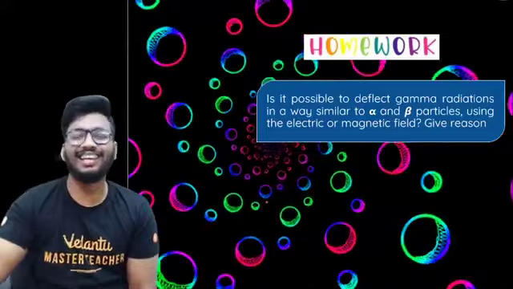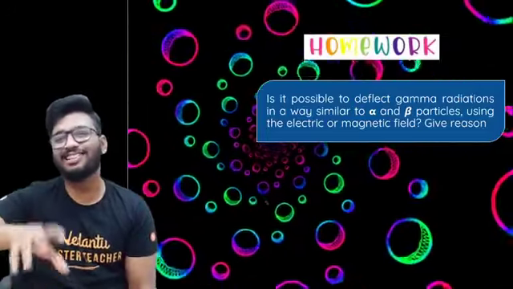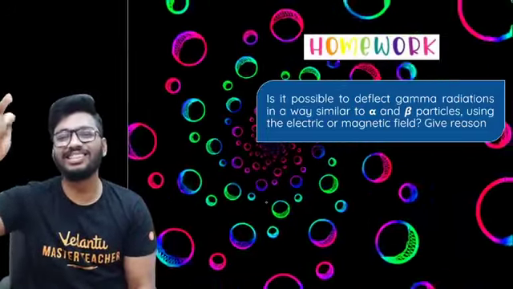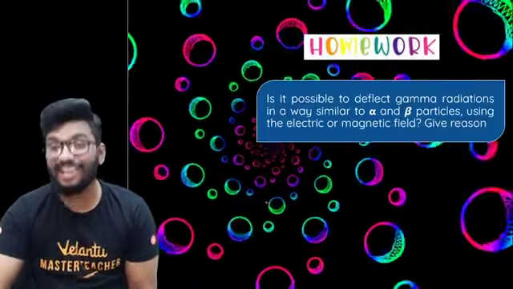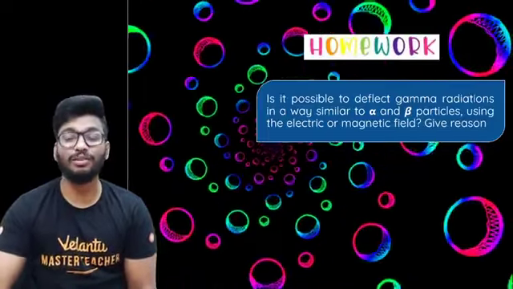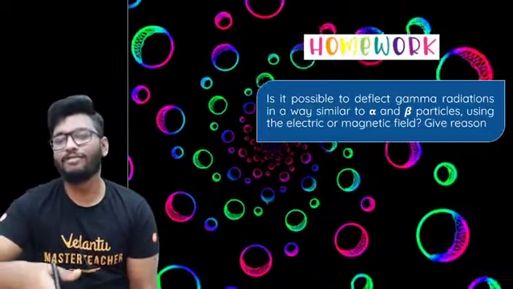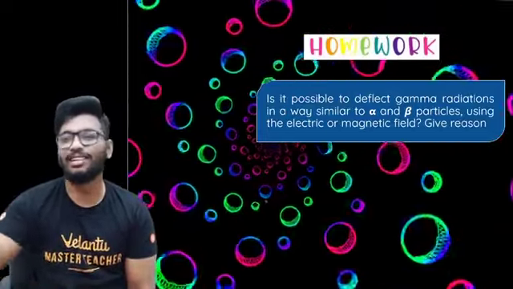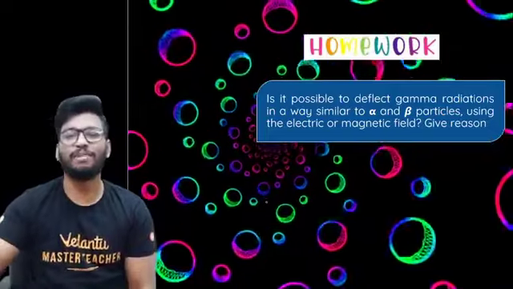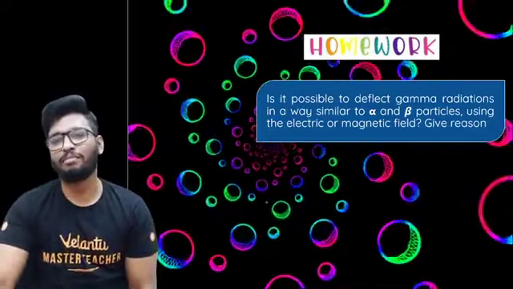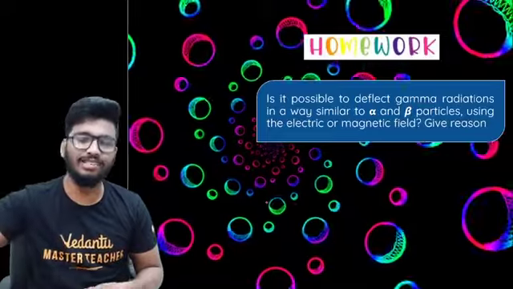Next one. Okay, this is the last question, guys. This is a homework question. Let me know the answer in the comment section. The question is: is it possible to deflect gamma radiations in a way similar to alpha and beta particles using electric and magnetic fields? If so, or if not, give reason. Let's go, guys. Let me know what the answer is in the comment section.